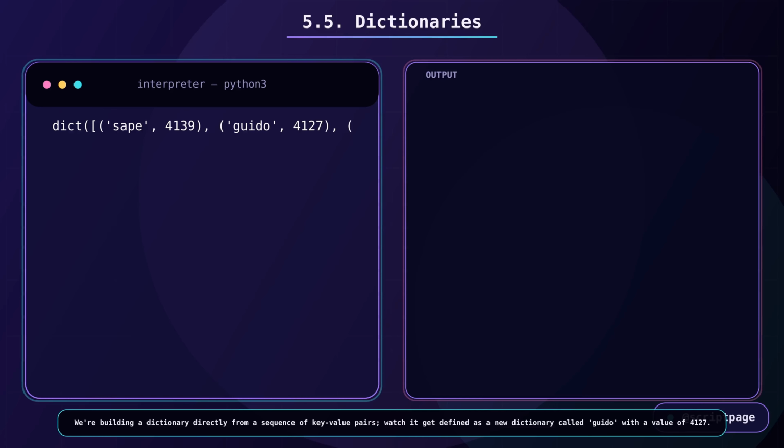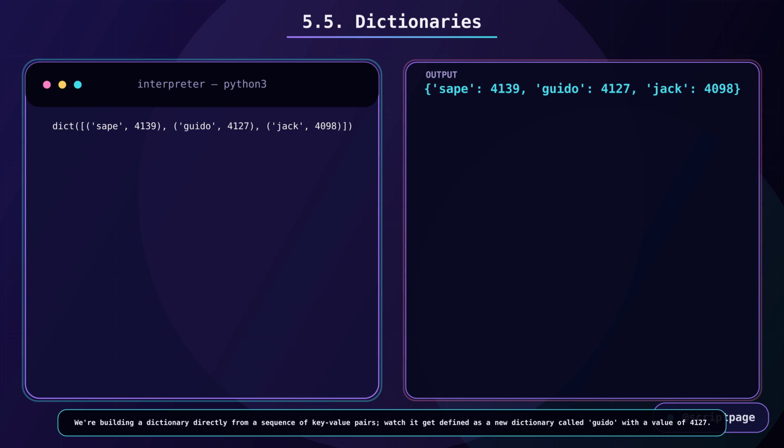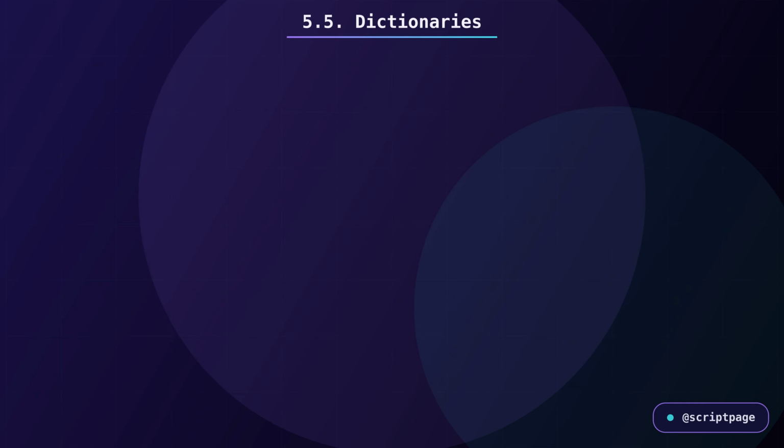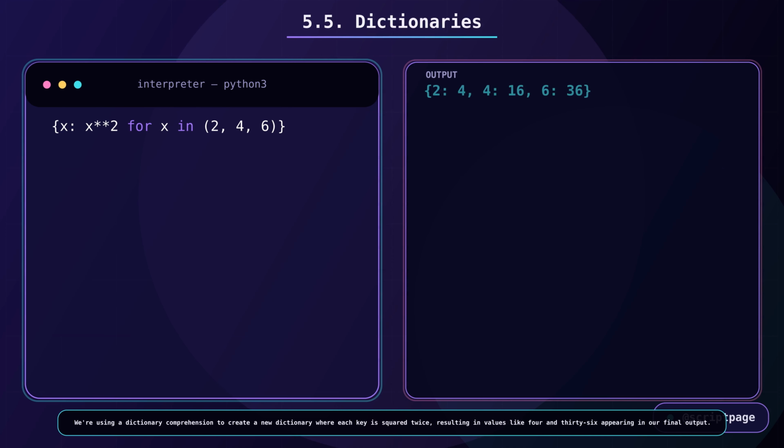We're building a dictionary directly from a sequence of key-value pairs. Watch it get defined as a new dictionary called Guido with a value of 4127. We're using a dictionary comprehension to create a new dictionary where each key is squared twice, resulting in values like 4 and 36 appearing in our final output.